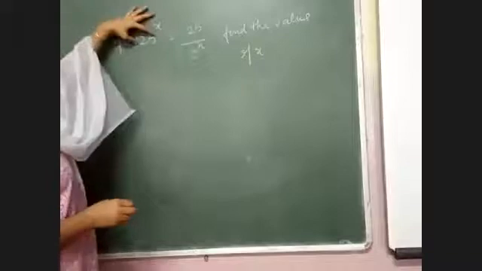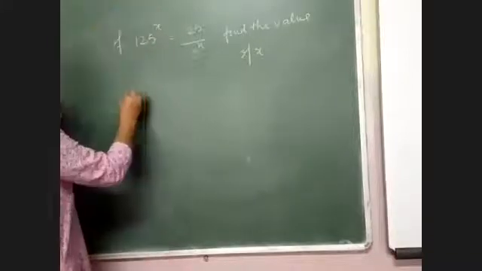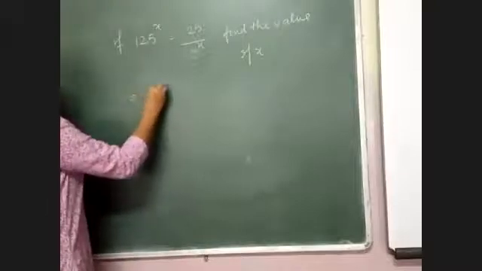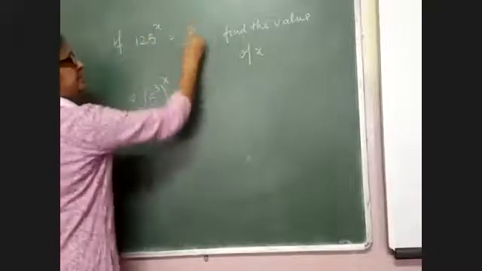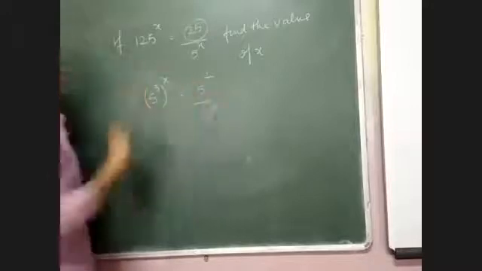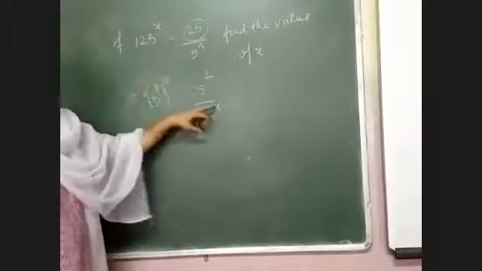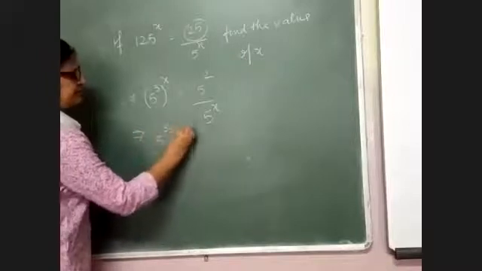Take the prime factorization of 125 first. 5 raised to the power 3, and the power given is x. And 25 is 5 raised to the power 2, and the denominator given is 5 raised to the power x. Now it becomes 5 raised to the power 3x.